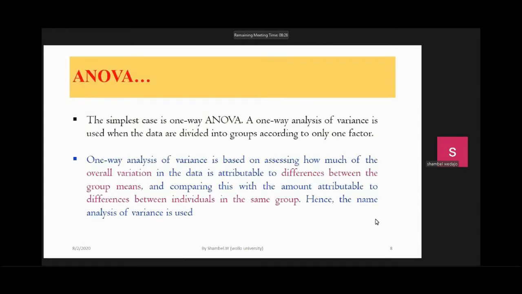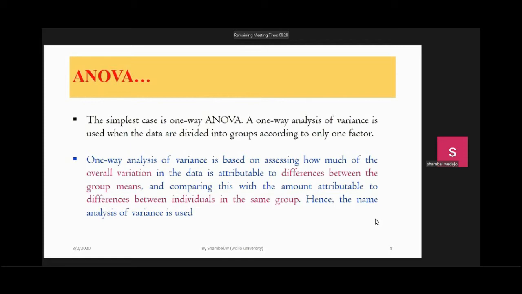So now in this course, in this biostatistics one, we are trying to cover just one-way ANOVA, the simplest case. As we mentioned, one-way analysis of variance is used when the data is divided into groups according to only one factor. If you divide based on only one factor, it is one-way ANOVA.